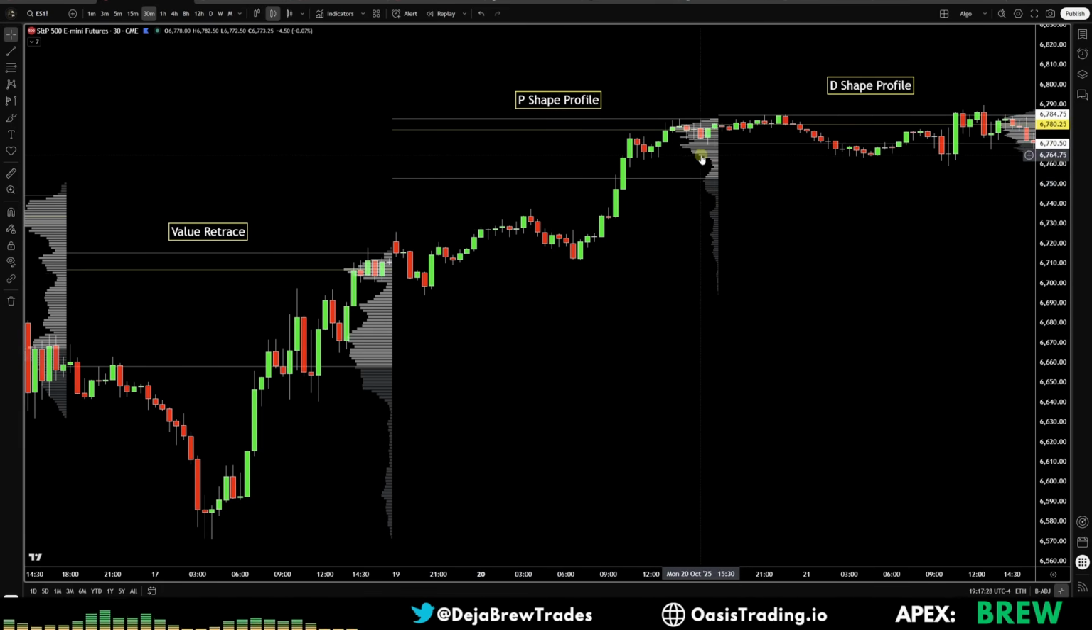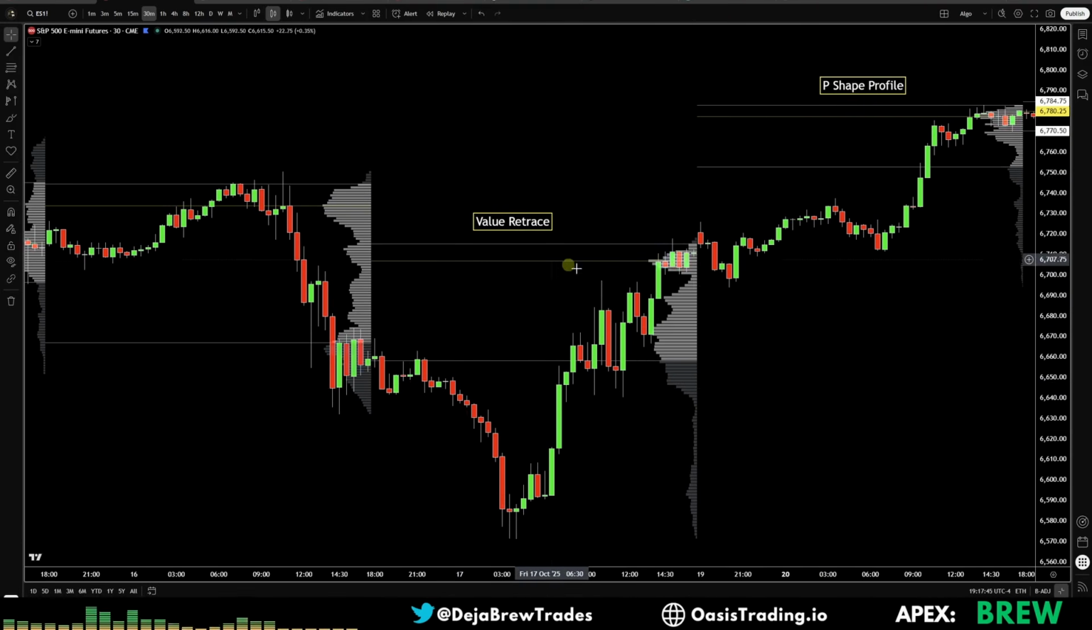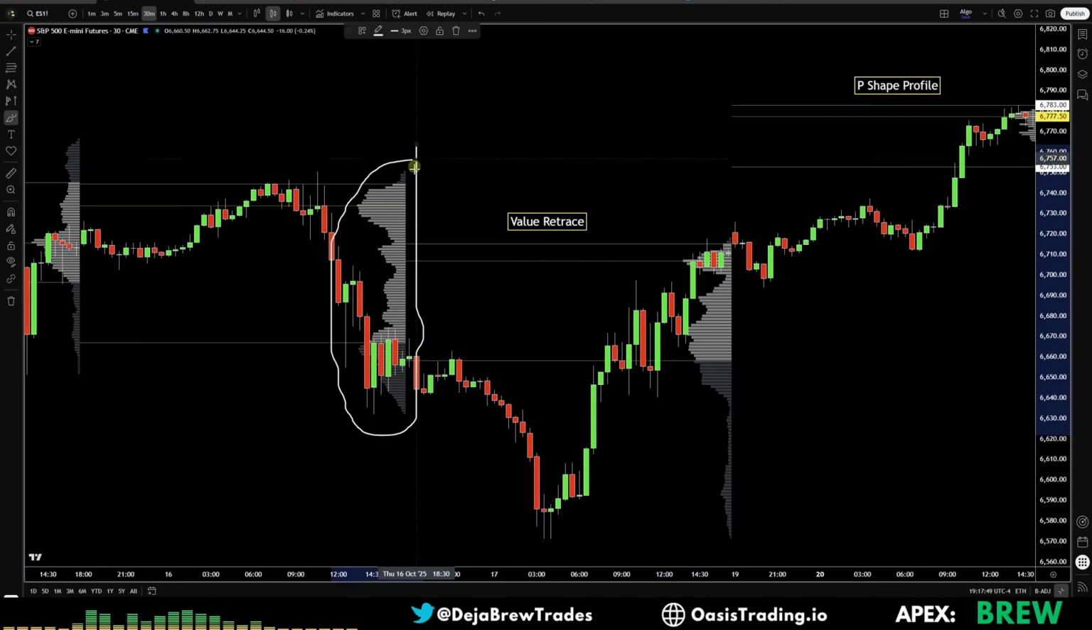So this would be a P-shaped profile. So if we saw this profile forming throughout the day, we would want to be a buyer around the value low and a seller around the value high, potentially looking for a breakout and an upper tail extension. Okay. This would be a value retrace. So we had a closed profile the prior day. Let's pretend like, we don't have to pretend actually, this is what happened.